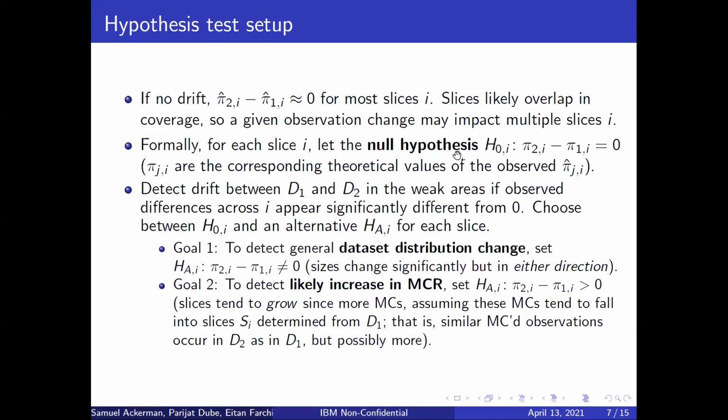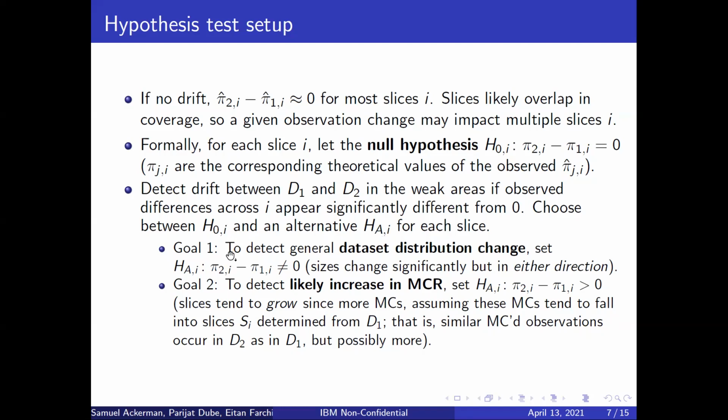Formally, we'll have a null hypothesis for each slice, H0i, that the slice relative sizes don't change. The difference is 0. And we'll detect drift if, between the data sets, for many slices, their sizes appear to change significantly. And this is done by testing for each slice. We have an alternative hypothesis, HAi.